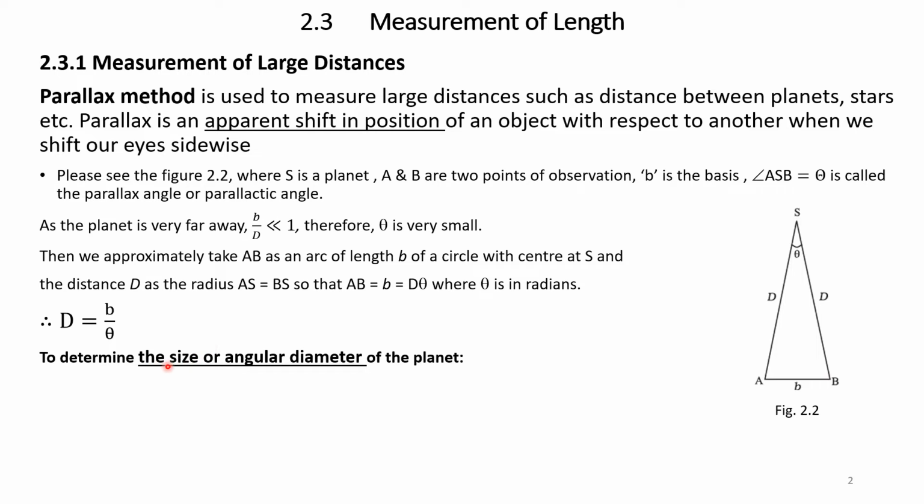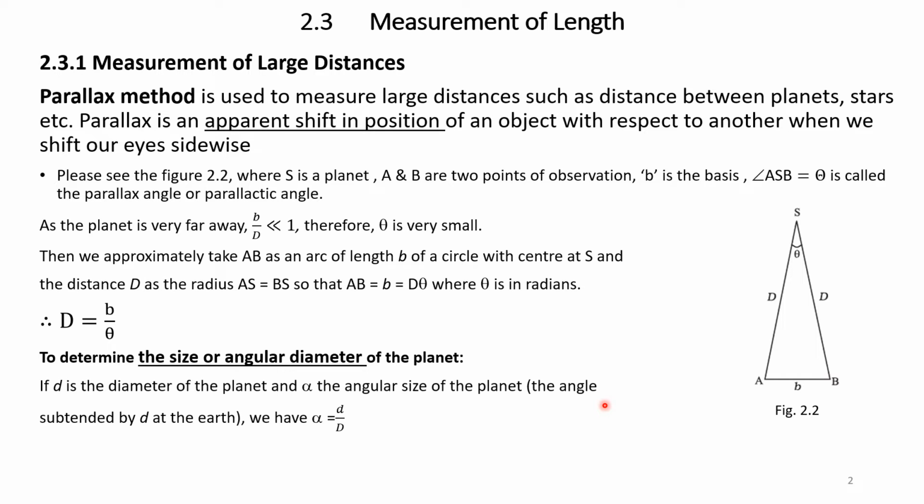To determine the size or angular diameter of a planet, if small d is the diameter of the planet and alpha is the angular size of the planet, the angle subtended by d at the earth, we have alpha is equal to small d by capital D.